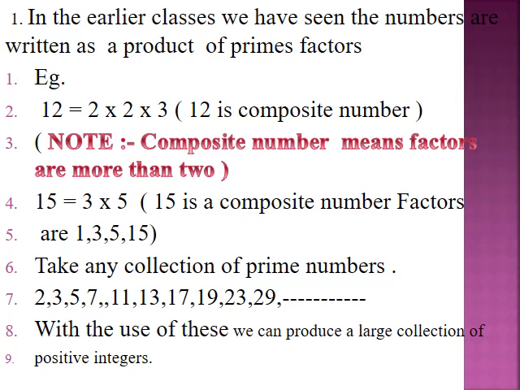Means with the use of these we can produce a large collection of positive integers which are composite numbers. What I want to explain is just this: when you multiply prime numbers you will get a composite number. That only you have to remember here. When you multiply prime numbers you will get composite numbers. You can take any prime numbers and just try.